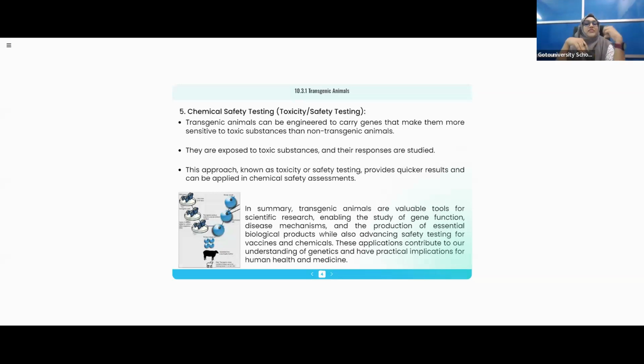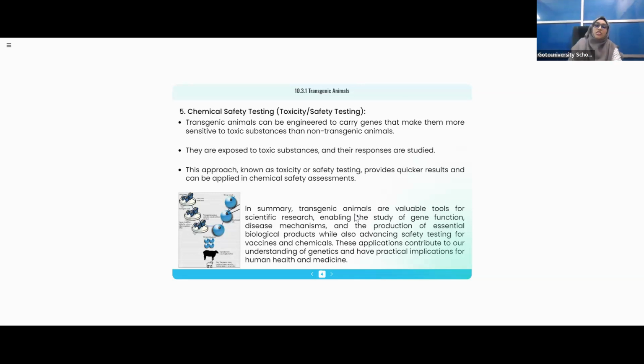They are exposed to, as I said first, the transgenic animal. Here you can see this point, just what I explained. Transgenic animals can be engineered to carry a gene that makes them more sensitive to toxic substances than a non-transgenic animal. First they make the body more sensitive to the toxic substance, then afterwards they are exposed to the toxic substance and their responses are studied. I hope it is clear. Here they are testing the toxic substance on them. So this was the last point of transgenic animals. 95% of the time they are using mice here.